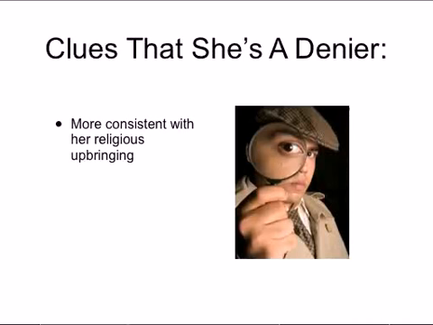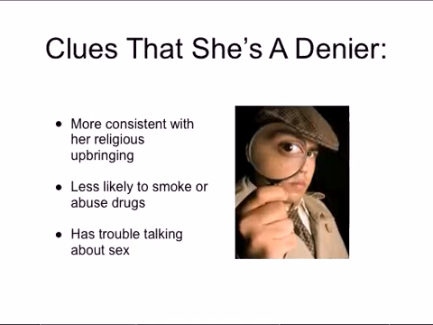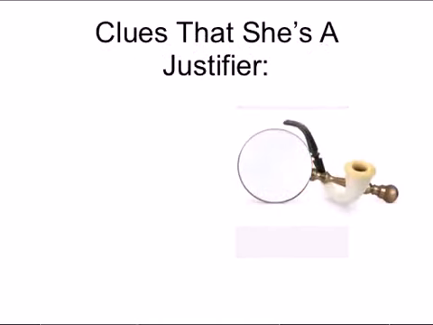Here's another good clue: health and safety. Deniers are usually much more careful with their safety and more health conscious as well. They're less likely to be smokers, less likely to do drugs. And another one, here's a great one. If a girl has a tattoo, especially if she has more than one tattoo, that's a great sign that she's a justifier. Justifiers are much more likely to take risks with their safety.